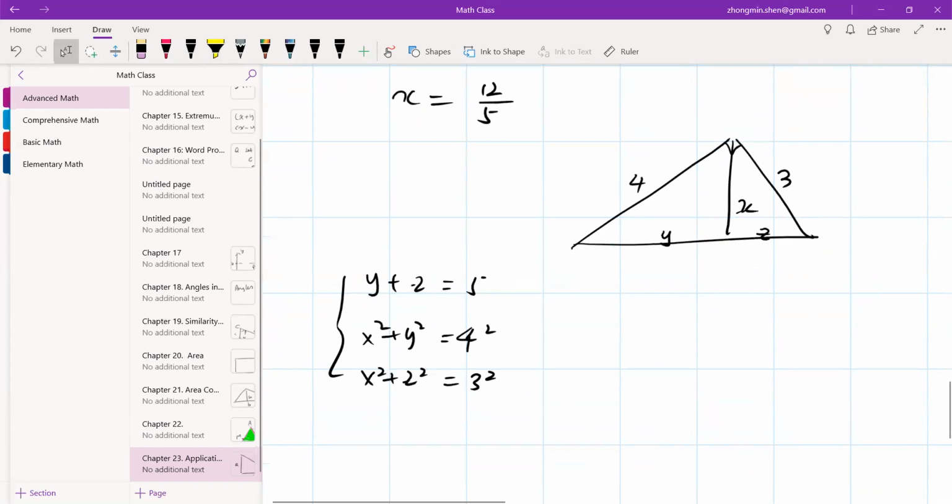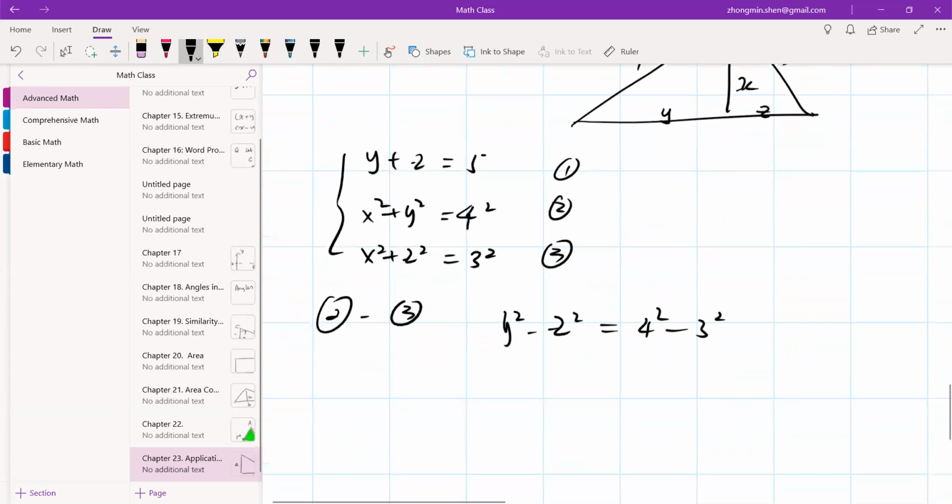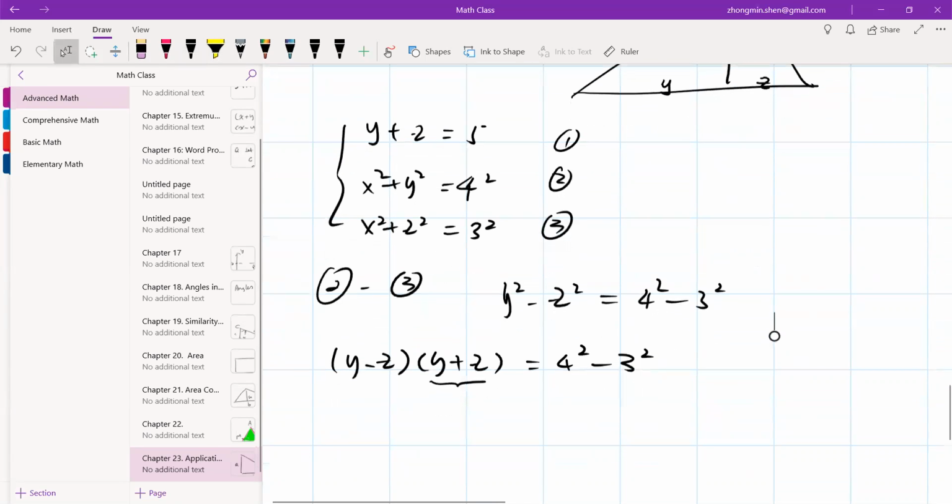Looks like, you see, equation 1, equation 2, equation 3. I think you have to use equation 2 minus equation 3. So x will be gone. y squared minus z squared equals 4 squared minus 3 squared. That's good enough. Why? Because y squared minus z squared is y minus z times y plus z, and y plus z is 5 by the first equation. So y minus z is 4 squared minus 3 squared over 5.